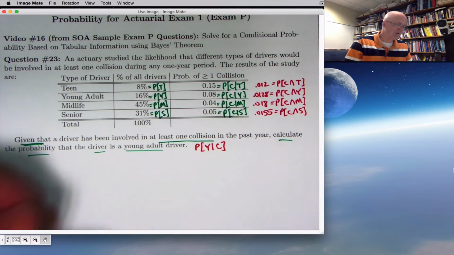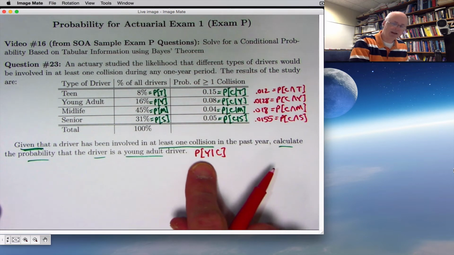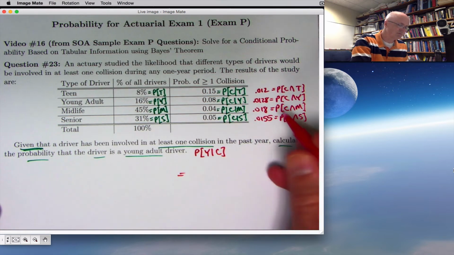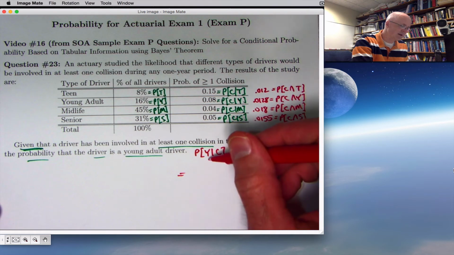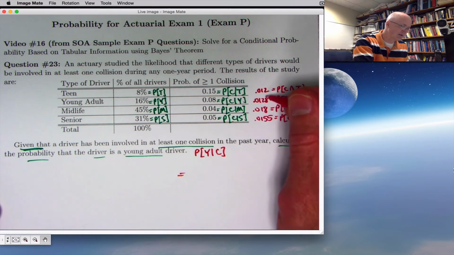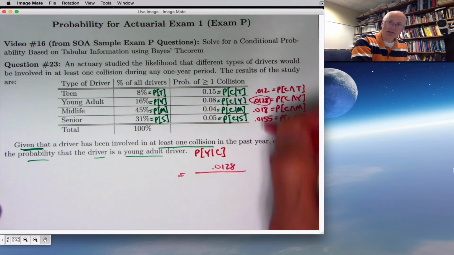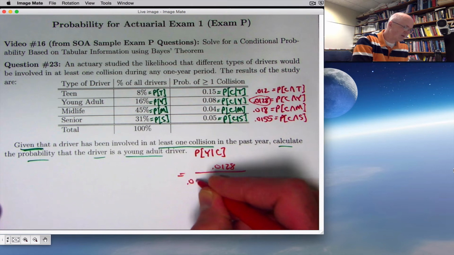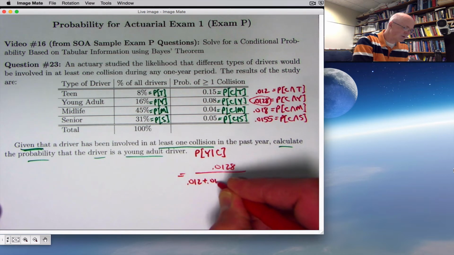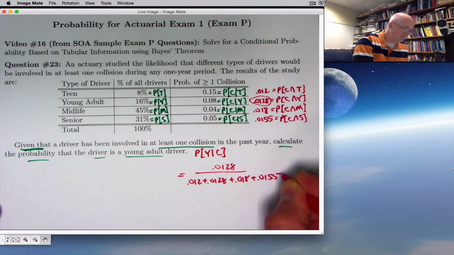Now, to solve the problem, and again, I hope this is pretty intuitive for you, to find that conditional probability, it's going to be the ratio of the product here corresponding to Y and C. So that's going to be this one right there, 0.0128, divided by the sum of these probabilities. The sum of the probabilities really represents the chances of C occurring. The sum would be 0.012 plus 0.0128 plus 0.018 plus 0.0155.